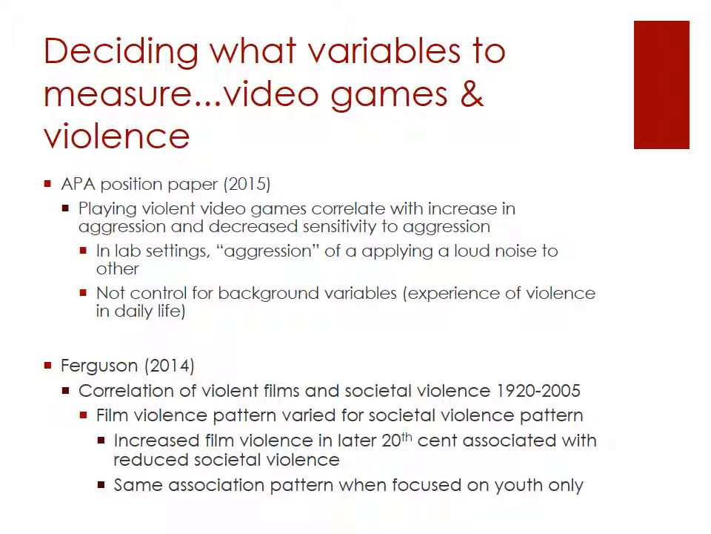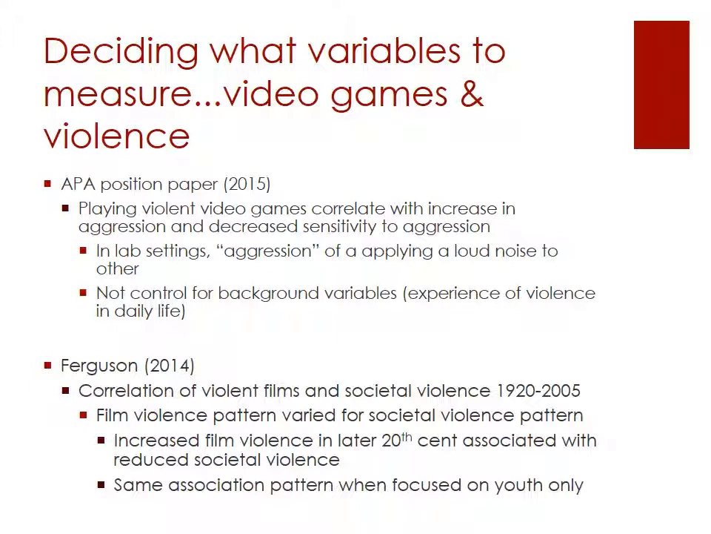So a different study, Ferguson, done in 2014, went through and looked at the correlation of violent films and societal violence from 1920 to 2005. So they looked at the rates of violence represented in films and how that correlated with societal violence. The film violence pattern varied with the societal violence pattern. So an increase in film violence in the late 20th century was actually associated with a reduction in social violence. And they found the same association pattern when focused on youth only.